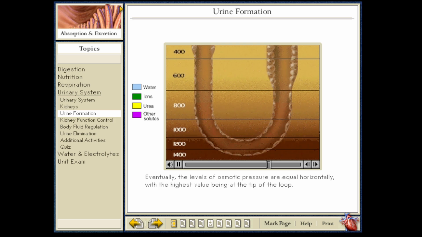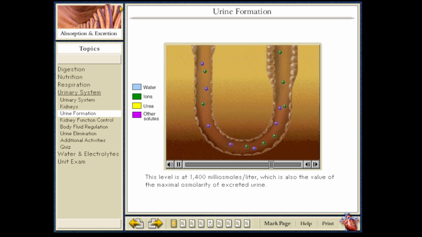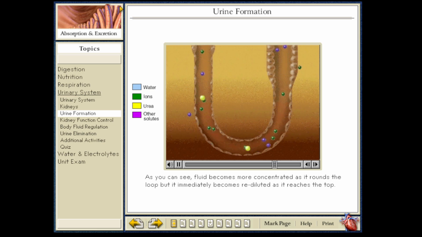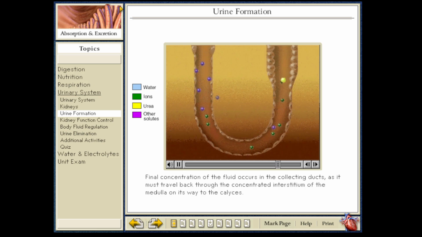Eventually, the levels of osmotic pressure are equal horizontally, with the highest value being at the tip of the loop. This level is at 1,400 milliosmoles per liter, which is also the value of the maximal osmolarity of excreted urine. As you can see, fluid becomes more concentrated as it rounds the loop, but it immediately becomes rediluted as it reaches the top. Final concentration of the fluid occurs in the collecting ducts as it must travel back through the concentrated interstitium of the medulla on its way to the calyces.